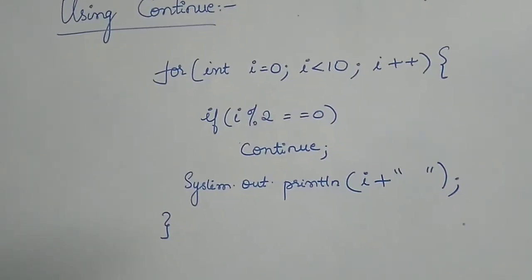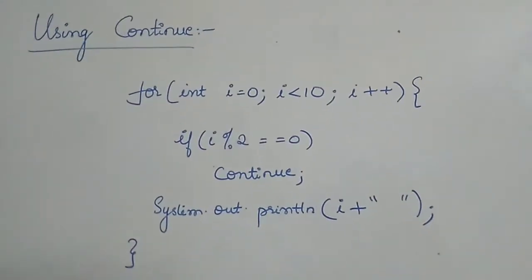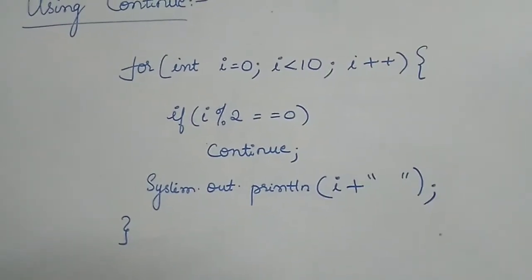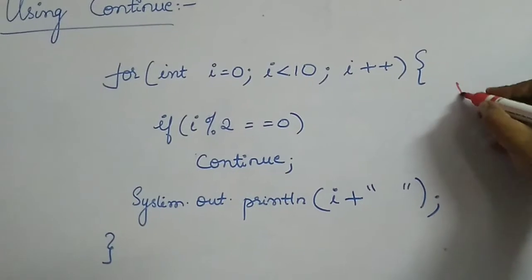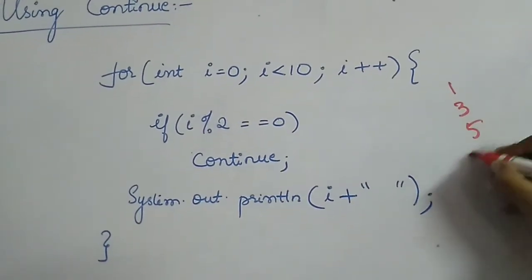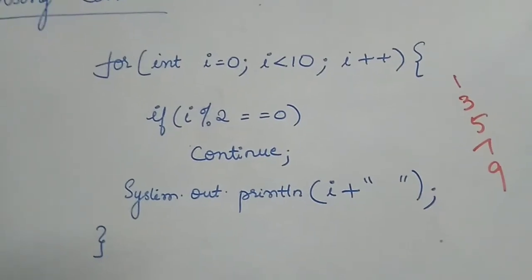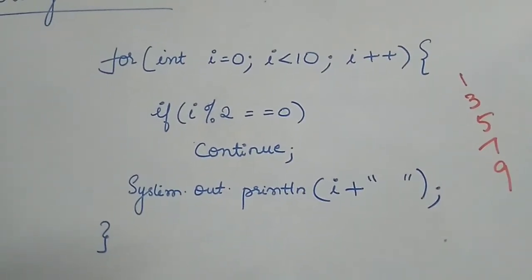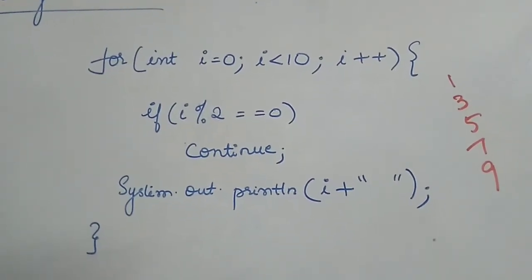Okay, well friends, let us look into the usage of continue in the programs. So here is a code block wherein I am trying to print the odd numbers on the screen. It will print 1, 3, 5, 7 and 9 on the screen for me, because the loop will be executed from 0 to 9, and within 0 to 9 it will print the odd numbers on the screen for me.